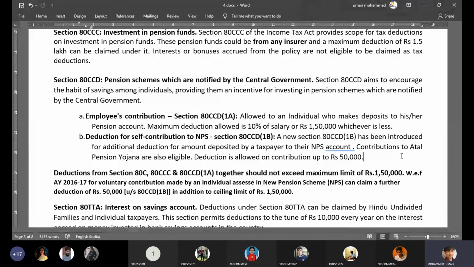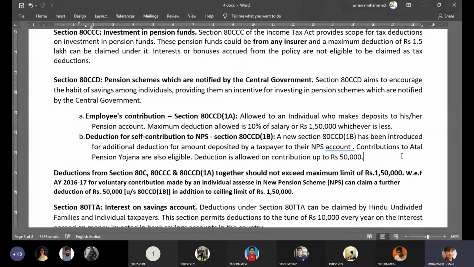80CCC is a contribution to a pension scheme in which you have voluntarily created a pension scheme account. And this pension scheme account, or the retirement plans, are offered by financial institutions. It can be a private financial institution, it can be a public financial institution, it does not matter, but these are the pension schemes which are offered by financial institutions to the public. So anybody can open this, and the funds are maintained by the respective financial institutions.